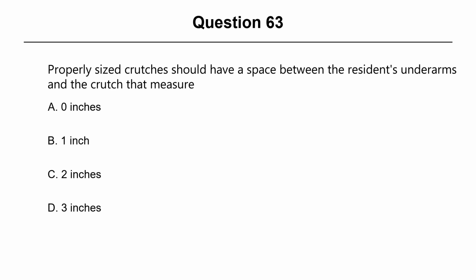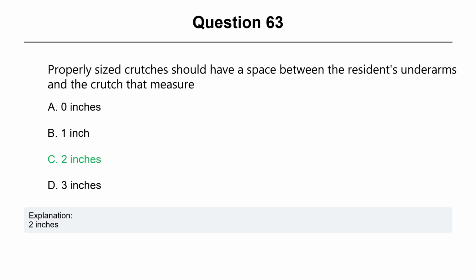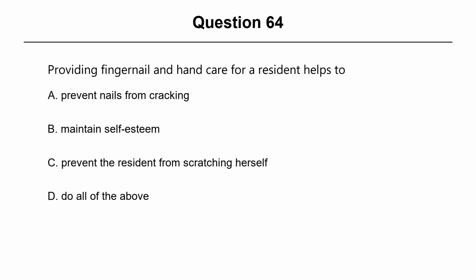Properly sized crutches should have a space between the resident's underarms and the crutch that measure: Option A, 0 inches. Option B, 1 inch. Option C, 2 inches. Option D, 3 inches. The correct answer is option C, 2 inches. Question 64.